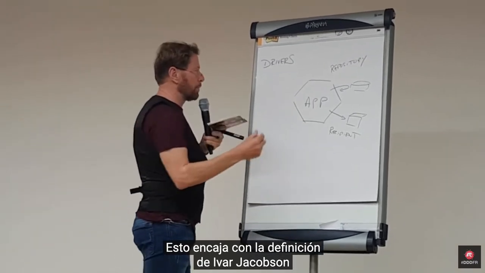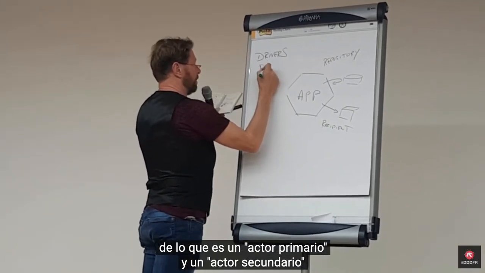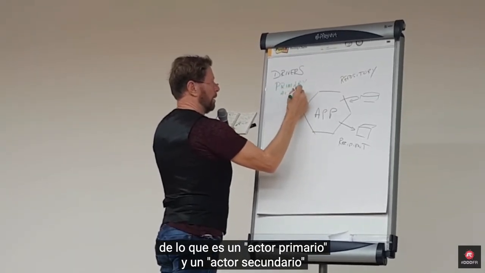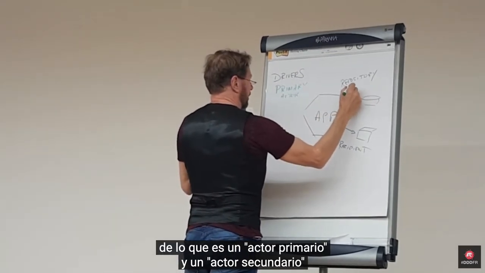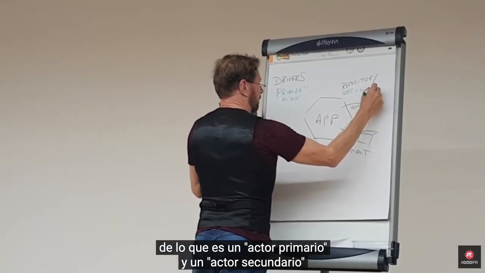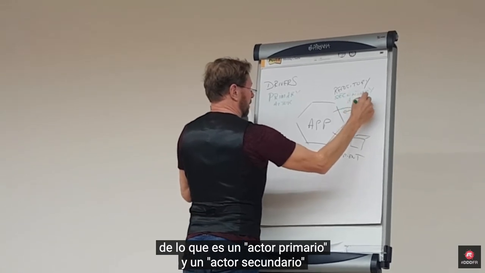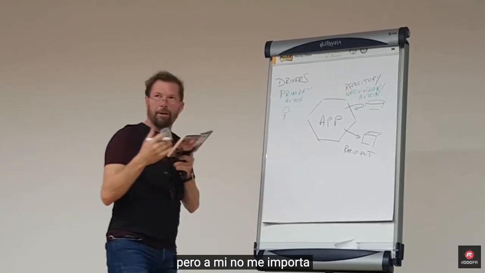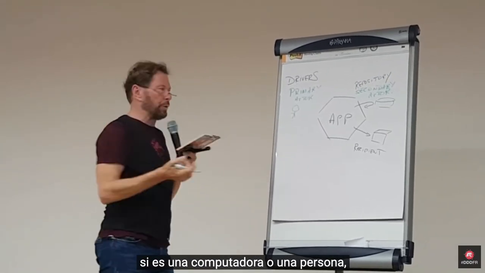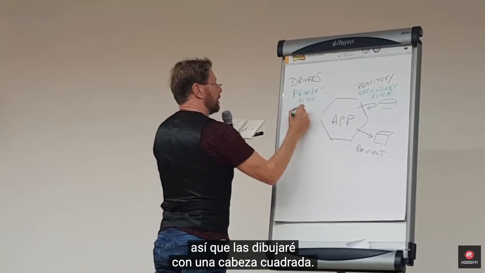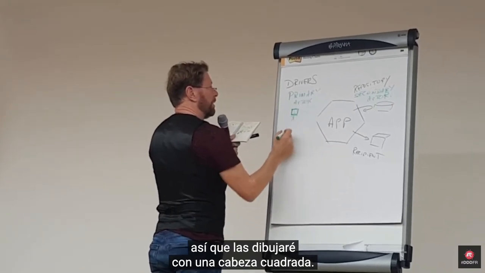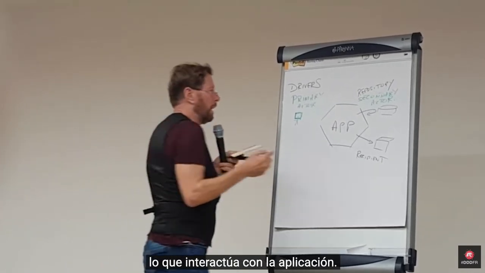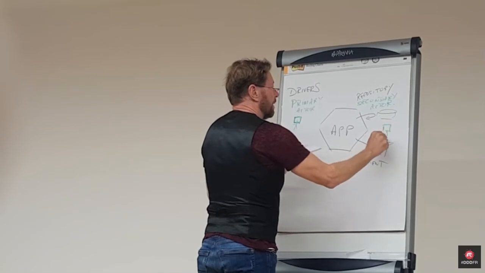Now, it turns out when I was looking at this thing, it finally worked out that these things match Ivar Jacobson's definition of what is a primary actor and what is a secondary actor. He uses these little stick figures, but his stick figure means I don't care if it's a computer or a person, so I'm just going to draw them with square heads, right? That's my thing. It's a thing that interacts with the system. And so these things are both examples of these.